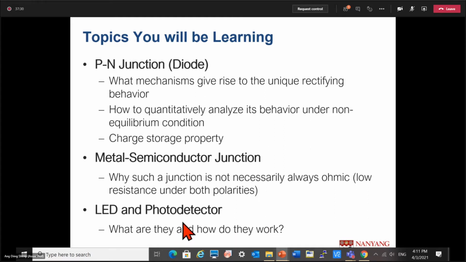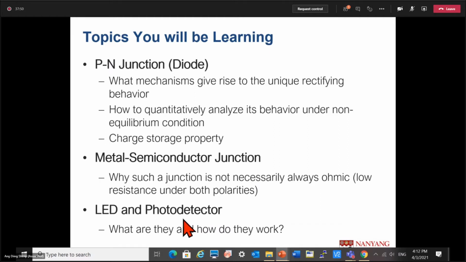And in the third topic that we're going to cover, we will focus on the applications of the PN junction diode by looking at two major applications. The first one is LED, light emitting diode, which you have used before in your lab 1.